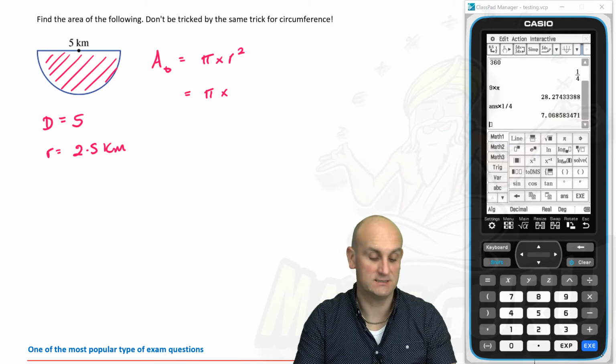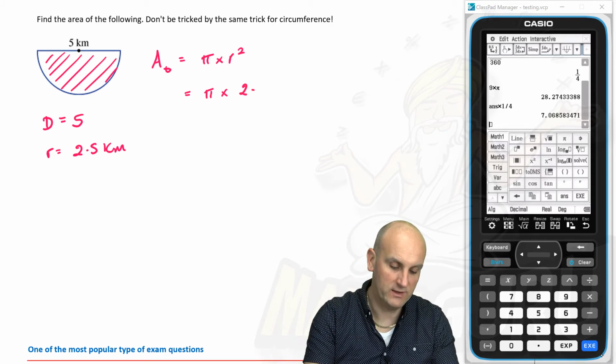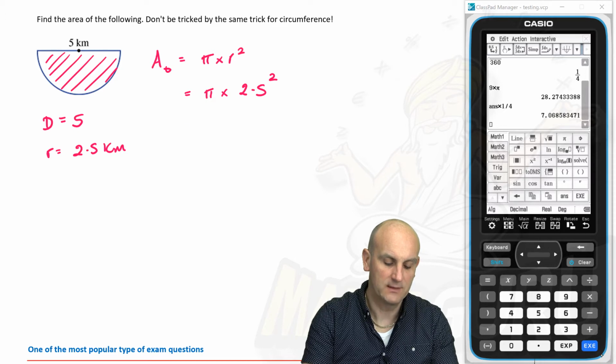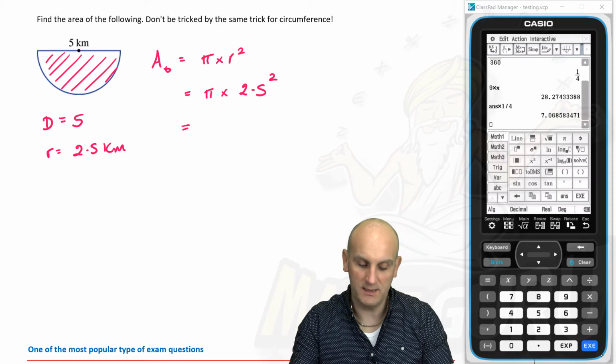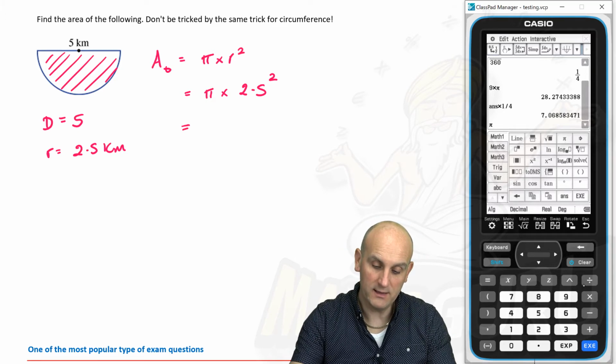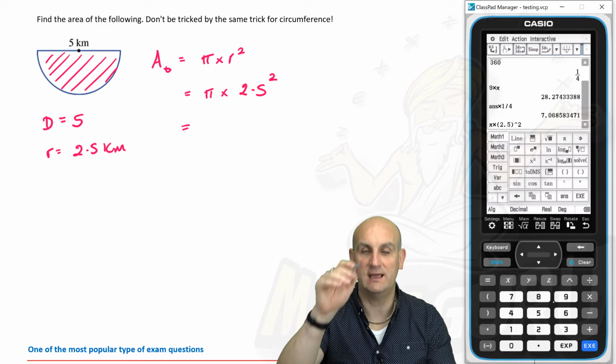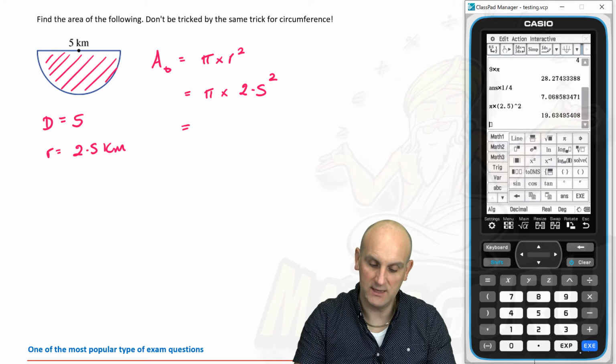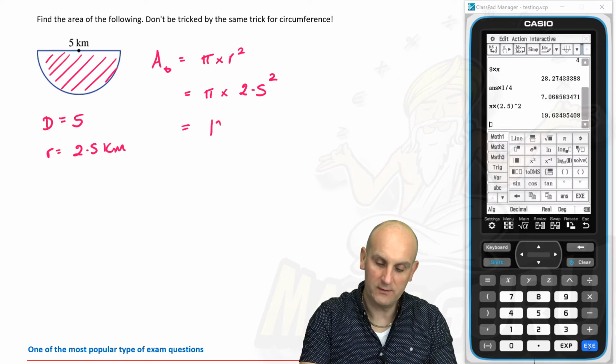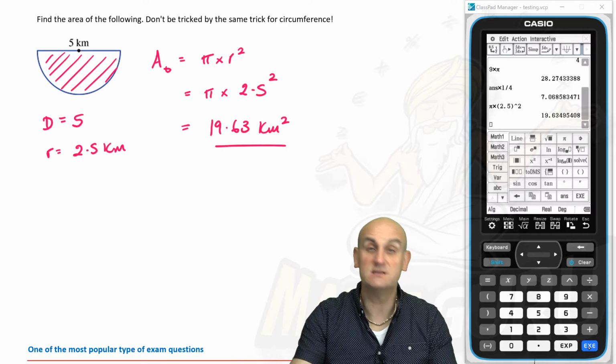That is one big circle, by the way. So 2.5 squared. We can use the pi button on my calculator. So pi times 2.5, and there's another way of doing it: I can just put that little caret and a 2, which is the same as squared. Hit enter, and out comes 19.63 kilometers squared. That's my final answer, yeah?